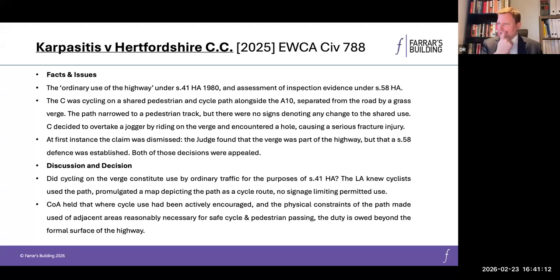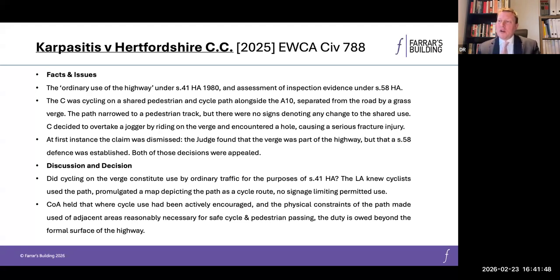Of course, the duty under Section 41, as we are very familiar, is to maintain the highway that's maintainable at public expense, and it's a duty owed to all users of the highway, i.e. the ordinary traffic of that neighbourhood at any time. And Section 58 is, of course, the special statutory defence, if it can be shown that the authority has taken such care as in all the circumstances was reasonably required to secure that that part of the highway was not dangerous for traffic. So the first instance decision dismissed the claim.